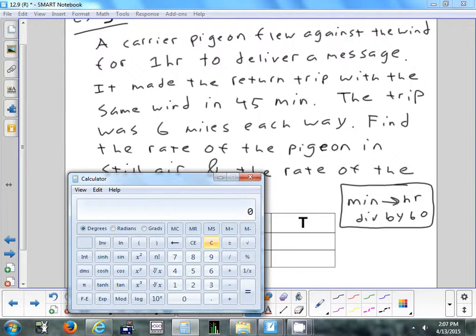On the homework, there's going to be a question that talks about the rate. It's going to talk about rafting. If you're going against the wind, it's going to slow you down. Against the current, it's going to slow you down. With the current, it's going to speed you up. So wind, current, same thing, okay?